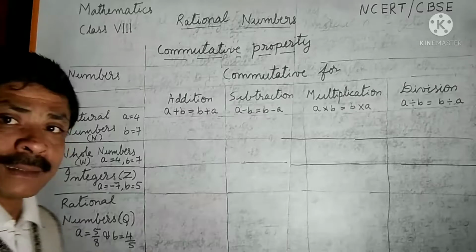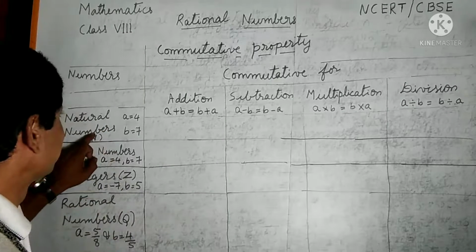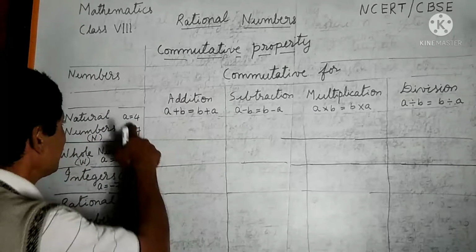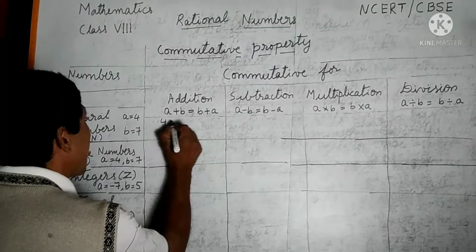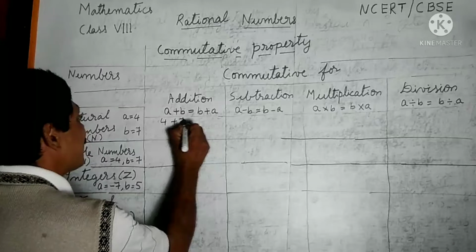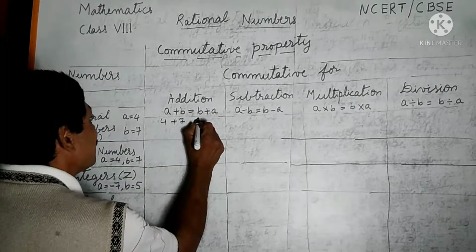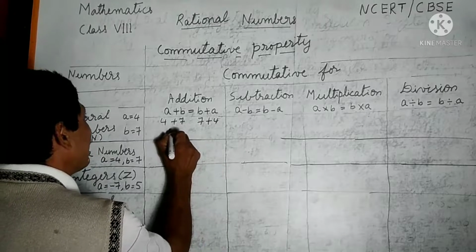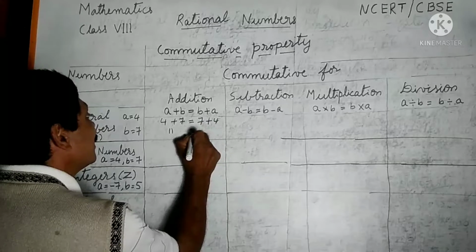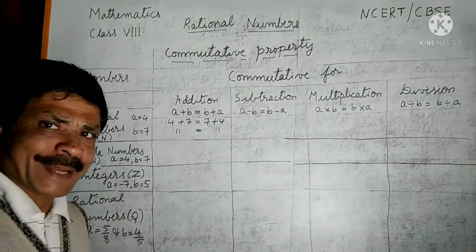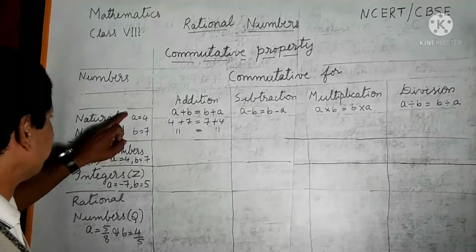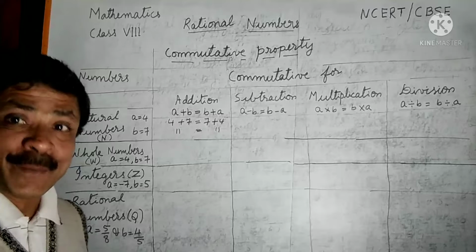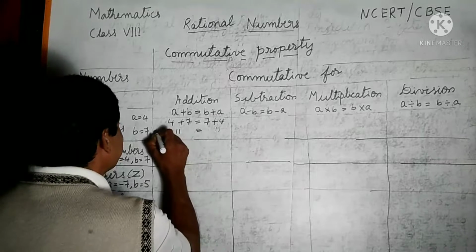Now let us check for natural numbers whether addition is commutative or not. Let us substitute a is equal to 4 and b is equal to 7. And here b is equal to 7 and a is equal to 4. 11 is equal to 11. Therefore, for any natural numbers a and b, addition is commutative. Let us write here, yes.